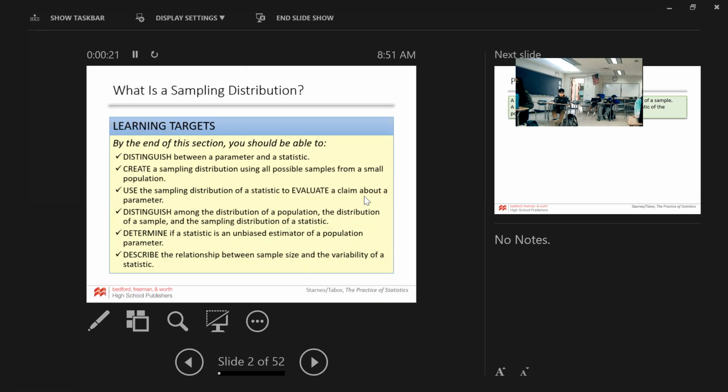So the first thing is, we talked about this before, distinguish between a parameter and a statistic. What is the difference between a parameter and a statistic? Statistic describes samples and parameter describes population. Exactly. Alliteration. The statistic goes with a sample, the parameter goes with the population.